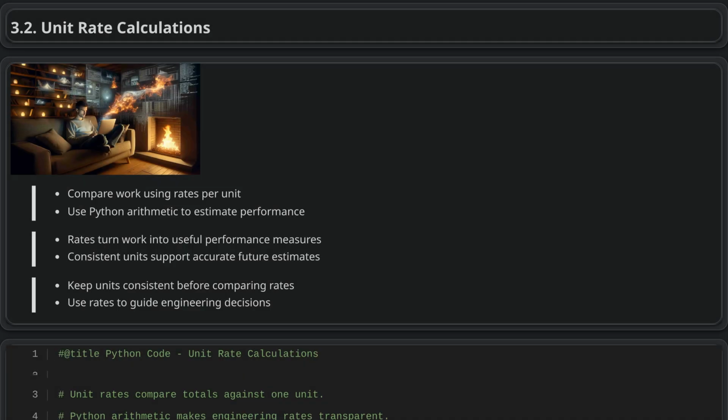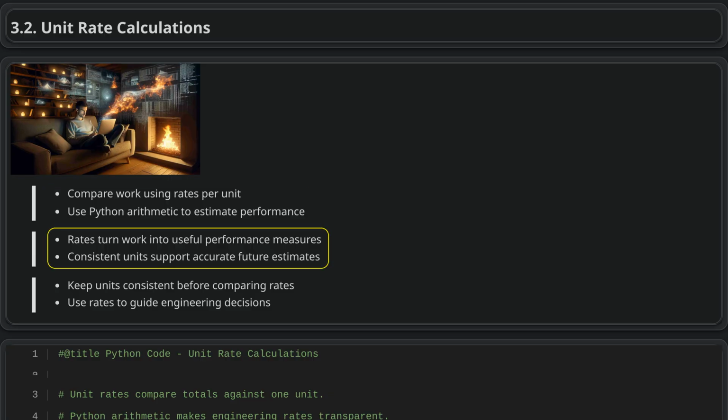Unit rate calculations. Unit rates show how much of one quantity occurs for each unit of another, making industrial and engineering data easier to compare. They can describe measures such as production per hour or energy use per machine. In Python, these values are found by dividing a total by the relevant basis, or by using a rate and operating time to estimate performance.